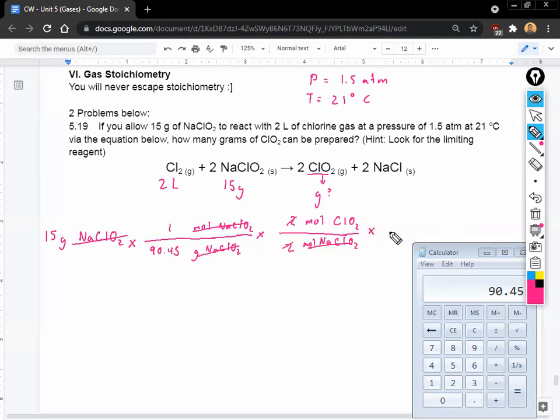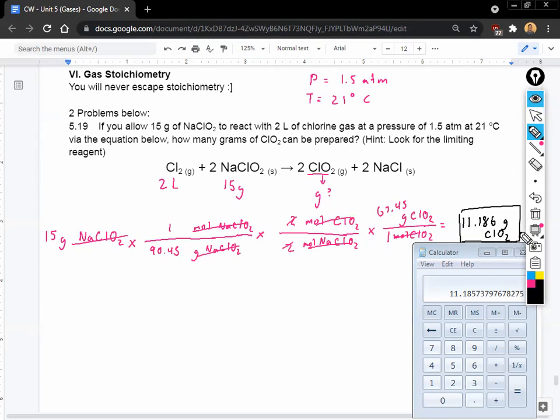And then last but not least, we take the moles of ClO2, the molar mass of ClO2, excuse me. All we need to do is add up chlorine, which is 35.45, plus 32 from both oxygens. The molar mass of ClO2 is 67.45, and then the moles cancel out. Okay, so if we plug and chug into the calculator, we get 15 divided by 90.45, multiplied by 67.45. That'll give you 11.186 grams of ClO2.